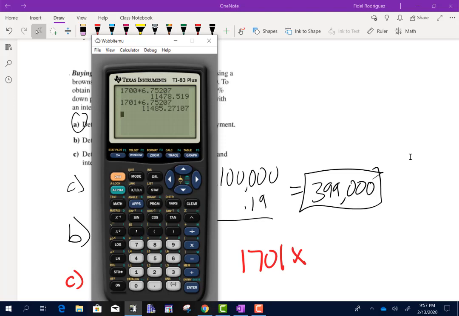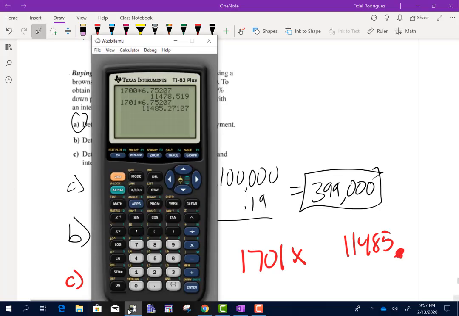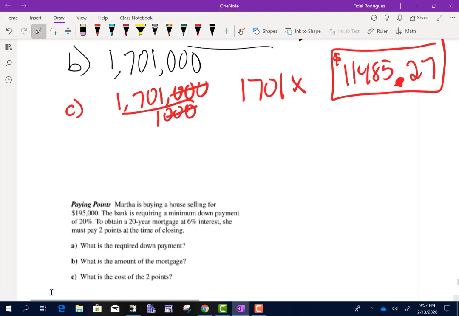$11,485.27. $11,485 and already forgot the change. Sorry guys, it's 46.27 cents. I'm getting a little forgetful now. There we go. Okay. Let's keep scrolling along here. Let's see what we got.